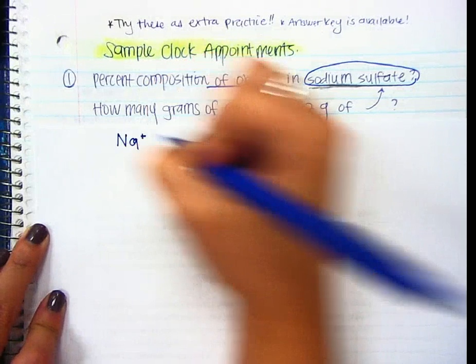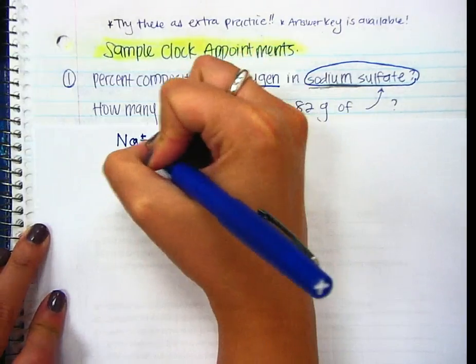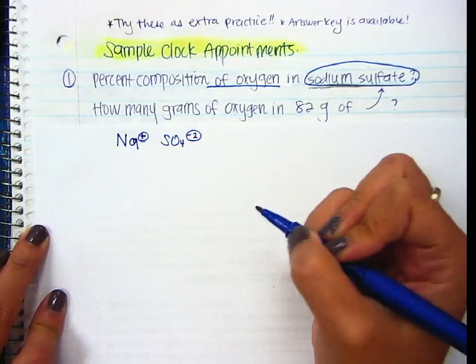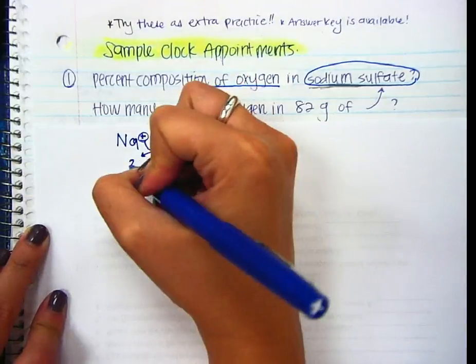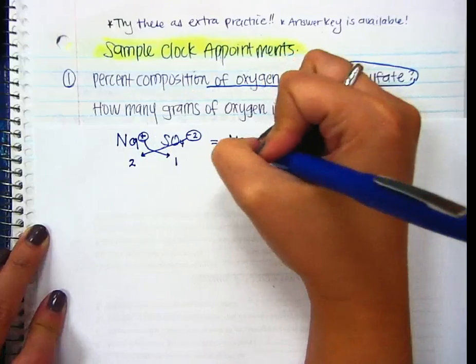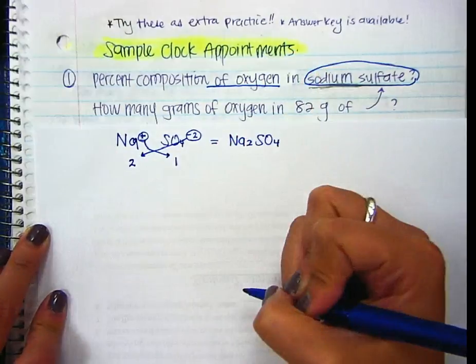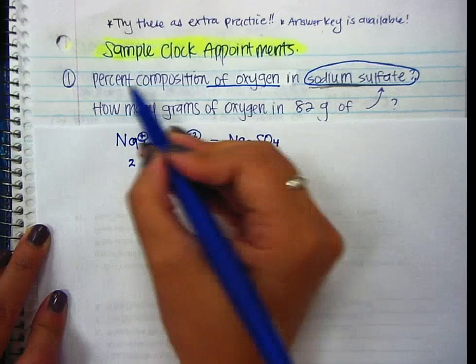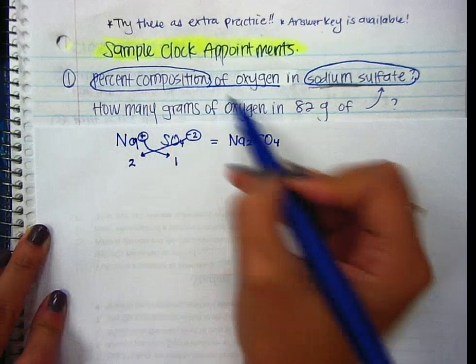Sodium has a +1 charge. Sulfate is SO4, which has a -2 charge. You want to switch, drop, and reduce the charges here. You get a 1 and a 2. And if you rewrote this, it would be Na2SO4.